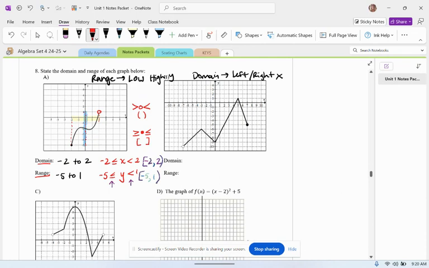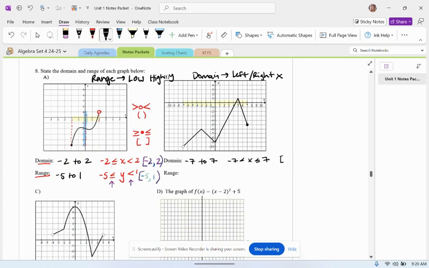For this second graph over here, I'm going to start scanning for my domain. I start in the leftmost part, and the graph spawns up right about there and ends right about there. So I am going from -7 to 7. If I wanted to write it as an inequality, I would have -7 is less than x is less than or equal to 7. And then if I wanted to write it as an interval, I would go from -7.